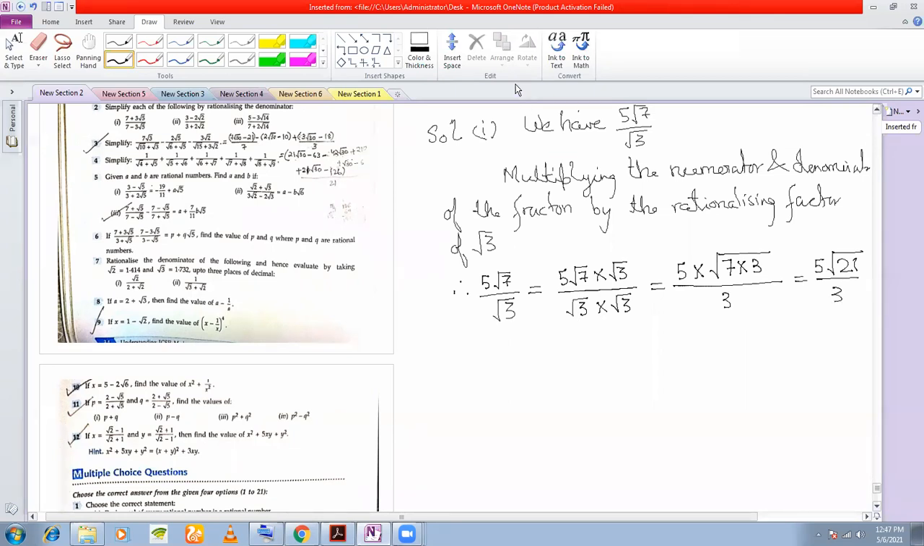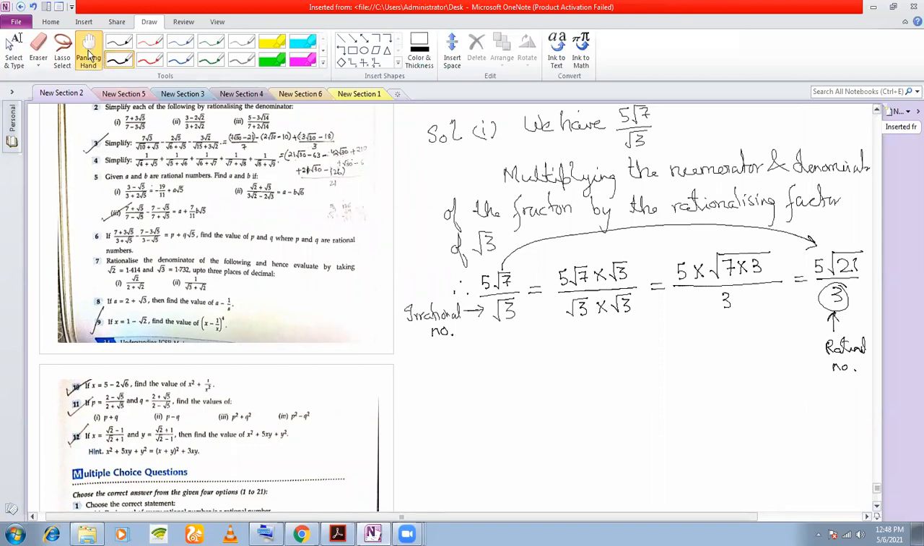So what you see here is that root 3 in the denominator was an irrational number. We have converted this irrational number to a rational number, though the numerator has changed from 5 root 7 to 5 root 21. It doesn't matter. We only wanted the denominator to change from irrational to rational. Because we have changed the denominator, the numerator has also changed. This is how you convert.